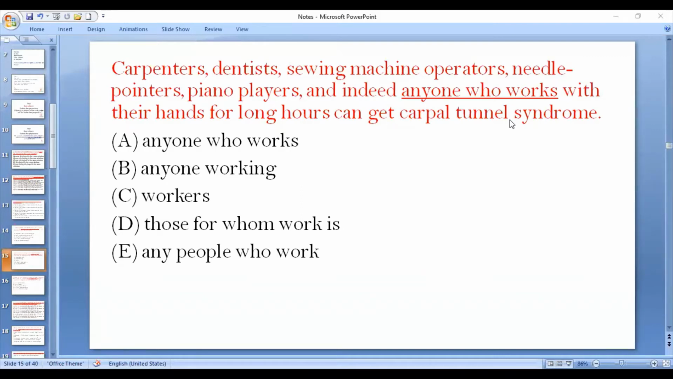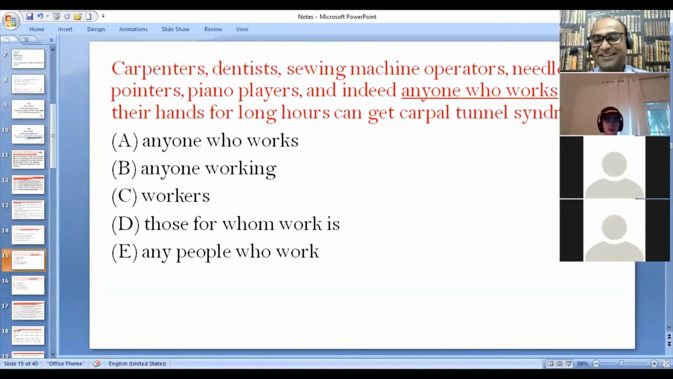Now between C and E, you know, workers with their hands, no, workers work with their hands. Workers with their hands can get syndrome, no. Workers work with their hands can get syndrome, right? That's why E is the answer. People, do you want me to repeat? Did you get? All right.